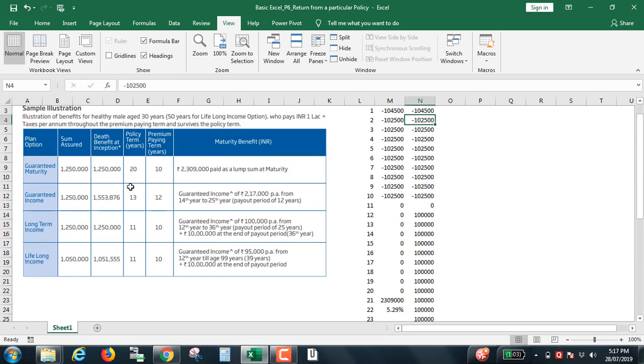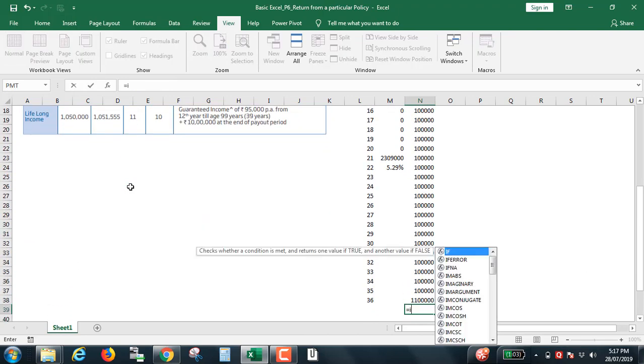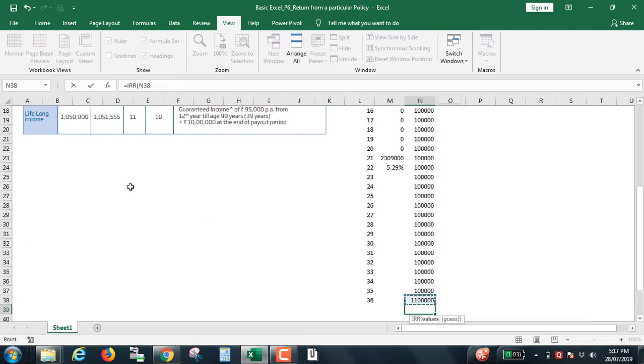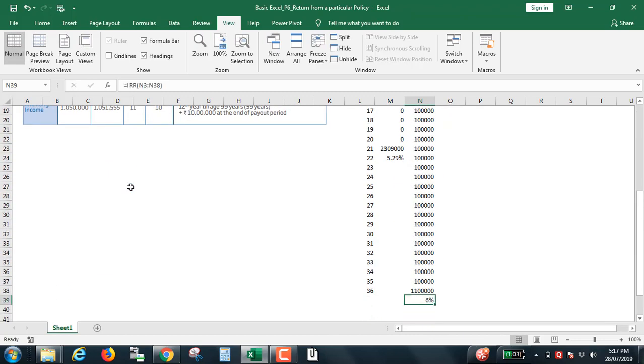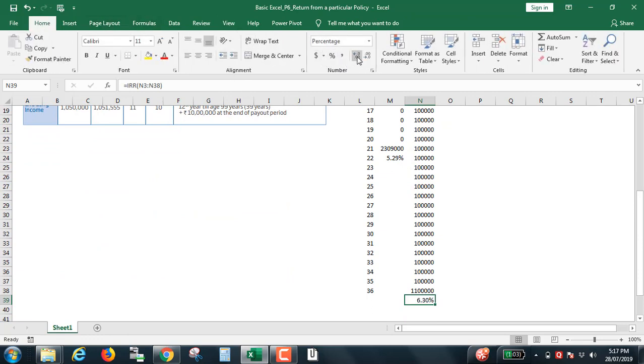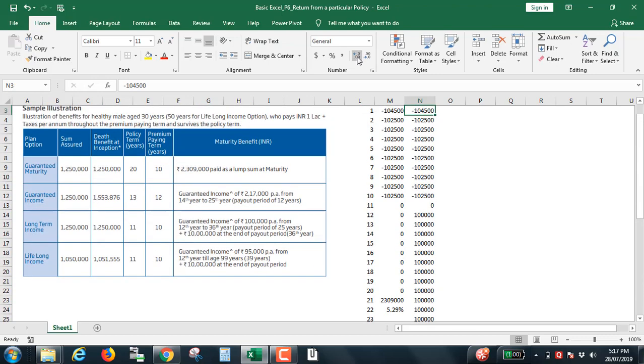So shall I calculate IRR on that now? Yes, it's simple. You just have to calculate IRR, go above, and close the bracket. So what is the return? It's 6%. Now let's increase the decimal places. It is 6.3%. Yes, it is a much better plan than the earlier plan. But still, it does not beat inflation. It does not beat RD returns. If you are going for a policy for returns alone, then this is not your policy. You can think of many other plans.